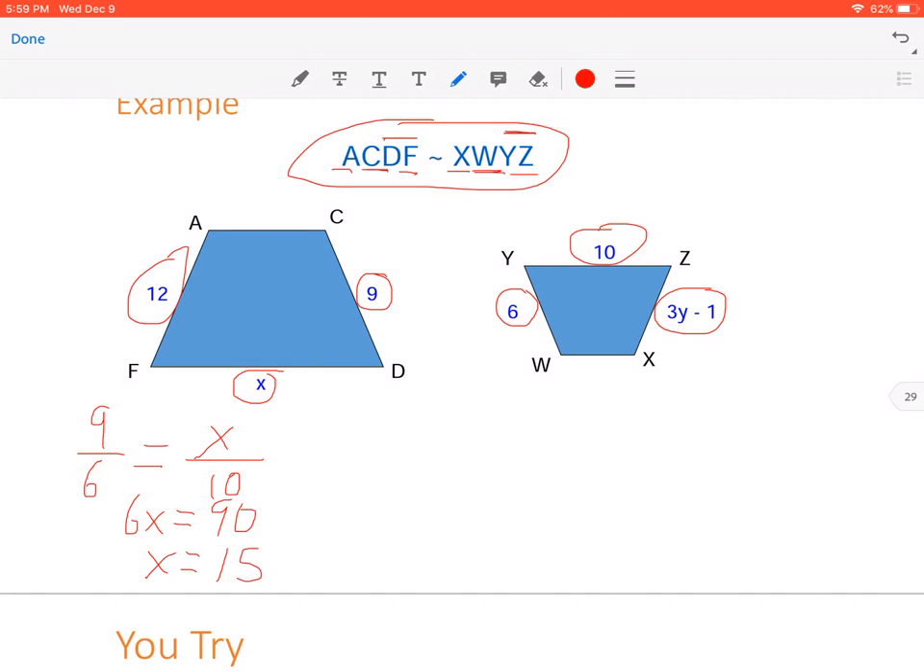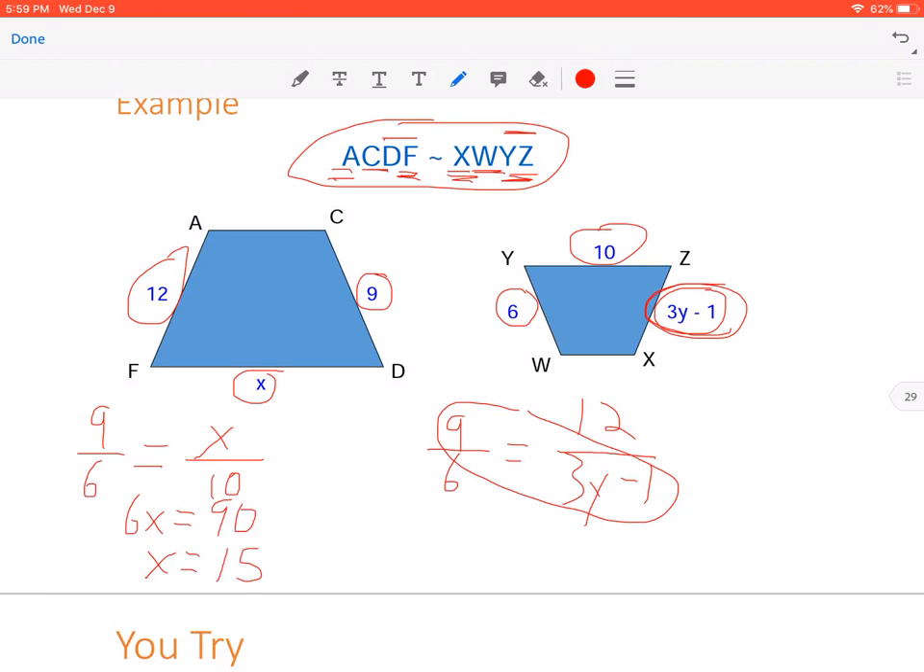And again, use the key. Now, to solve for Y, use the same match you already had. You know 9 goes with 6. 9 came from the big one. 6 came from the small one. So, who was Y's match over here? Remember, that was ZX. So that was the first and last. That should go with AF. That's 12. So it should be 12 over 3y minus 1. Again, you're going to have to use distributive property. So that's 9 times 3y minus 1 equals, what's 12 times 6? 72.